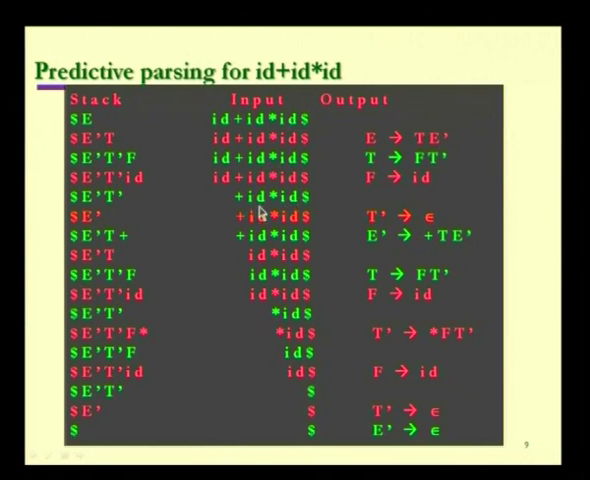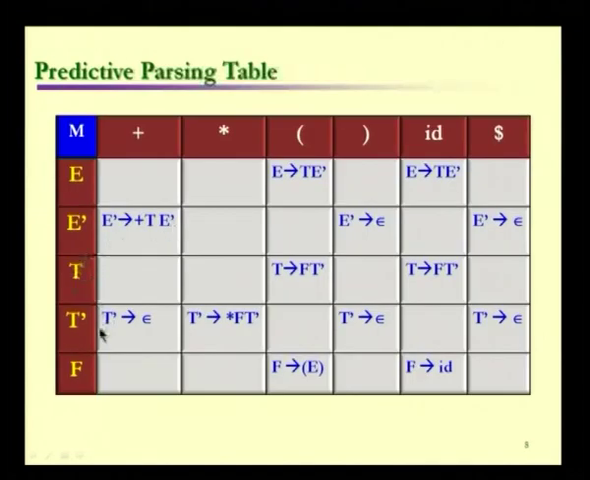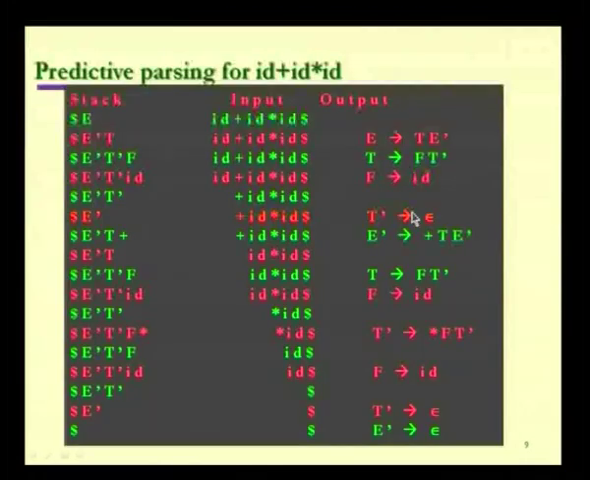Now, what should be done for the next step? Here we find T dash with plus. The corresponding parsing table entry for T dash, plus is T dash derives epsilon. Now this is to be used for the parsing action, so that is what is being used. So, your T dash goes.